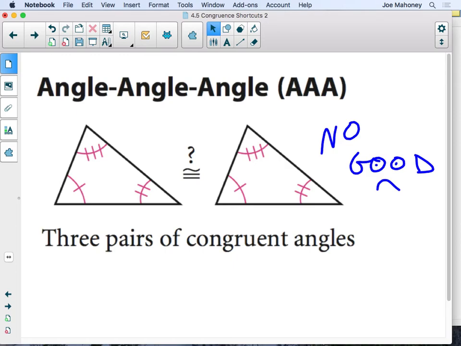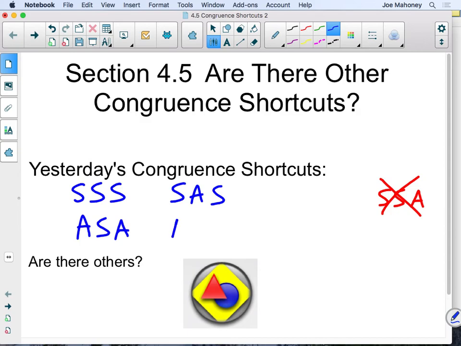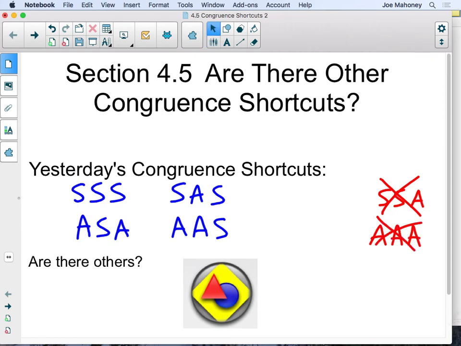So that brings us back. We'll go all the way to the beginning for a moment. Let's add into our congruence shortcuts angle, side, angle, and angle, angle, side. And the two that don't work, side, side, angle, and angle, angle, angle. And that's what it's all about for triangle shortcuts.